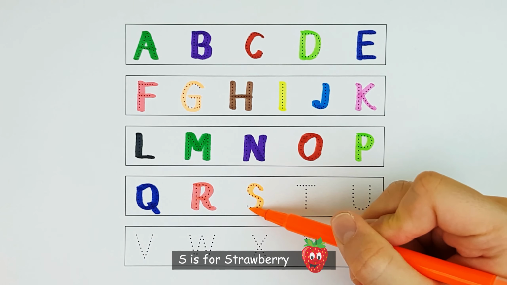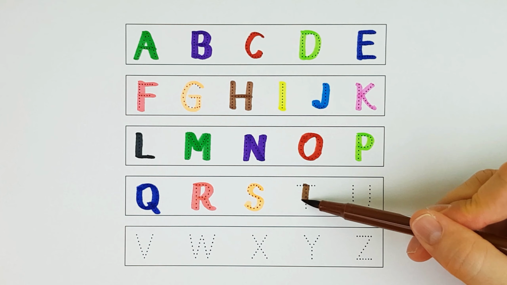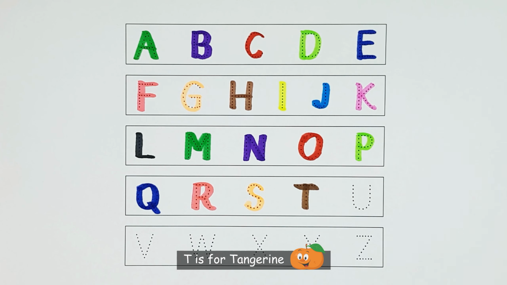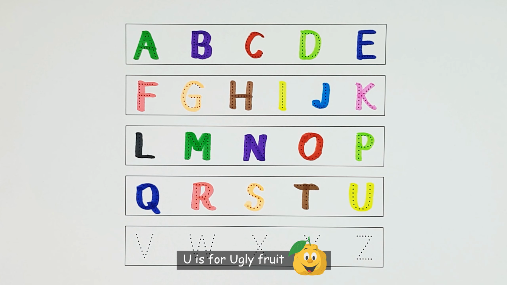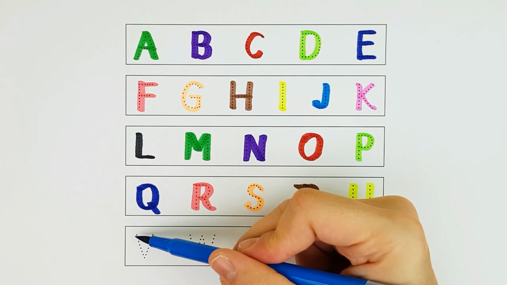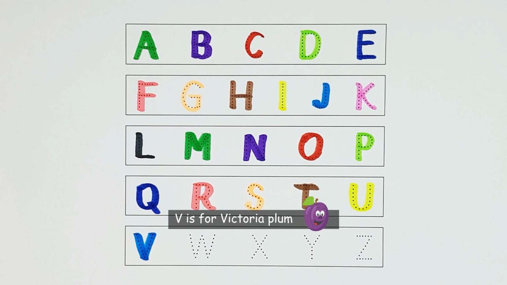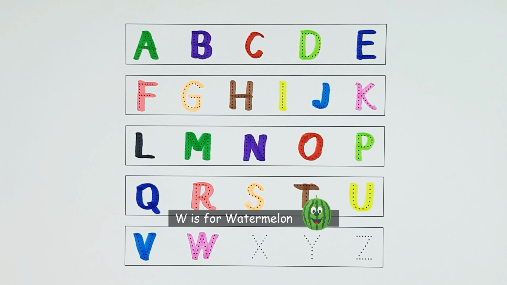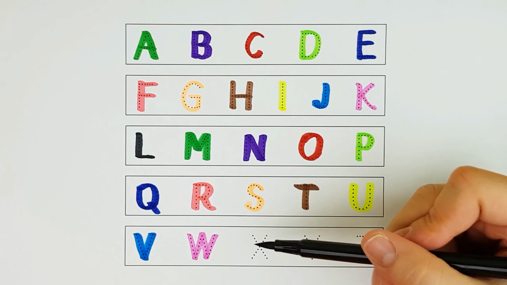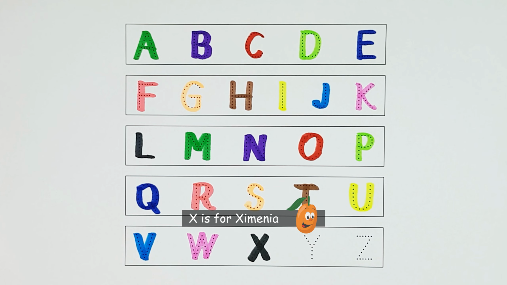S. S is for strawberry. T. T is for tangerine. U. U is for ugly fruit. V. V is for Victoria plum. W. W is for watermelon. X. X is for Ximenia.